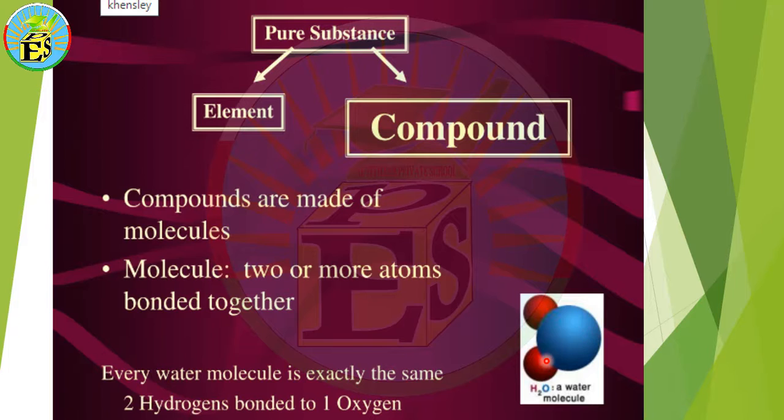This is a water molecule. This is one oxygen atom and two hydrogen atoms. Every water molecule is exactly the same: two hydrogens bonded to one oxygen. This is a pure substance. It has two types of atoms, but it has the same molecules and no other kind of molecule, so this is a compound, but it's a pure substance.